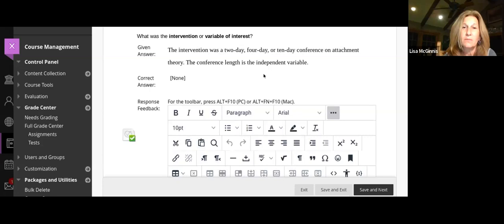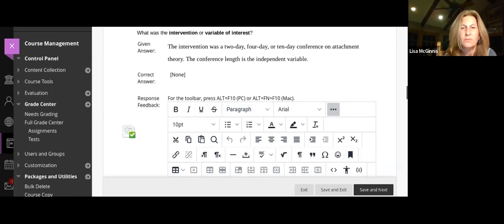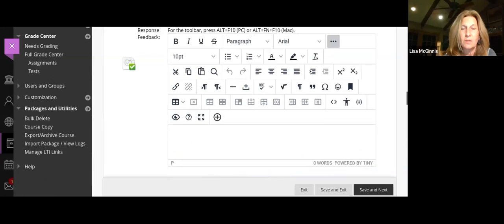The conference is the independent variable. Okay, so what is being applied to this group? The conference. They're either going for 2 days, 4 days, or 10 days. So we do have different variables, or different levels, excuse me, of the variable.